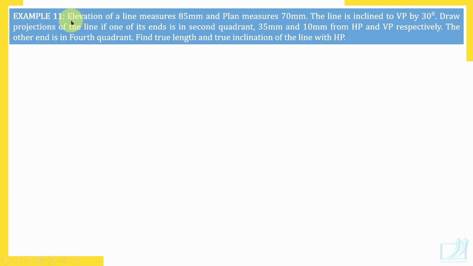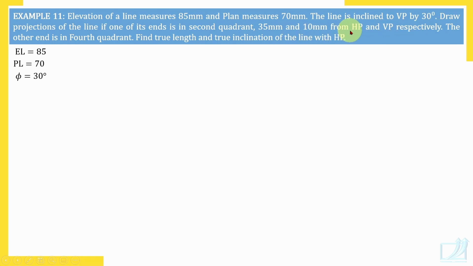Read this problem. Elevation of a line measures 85 and plan measures 70. So EL is 85, plan is 75 millimeter. The line is inclined to VP by 30 degrees. Phi is 30 degrees. Draw projections of the line if one of its ends is in the second quadrant 35 millimeter and 10 millimeter from HP and VP respectively.